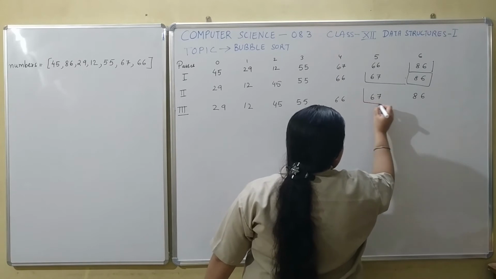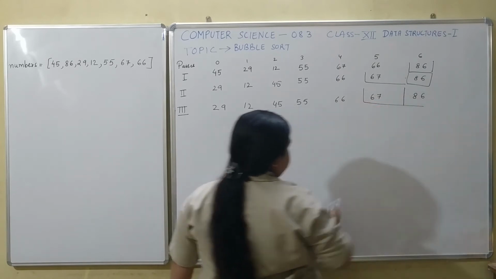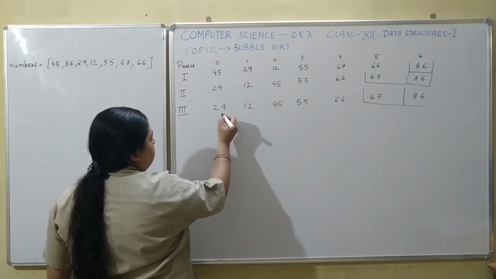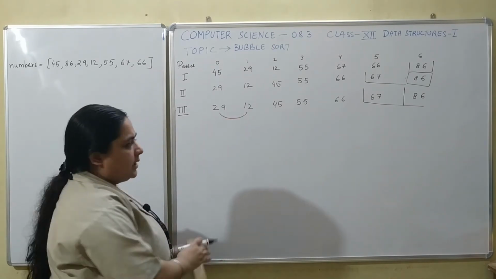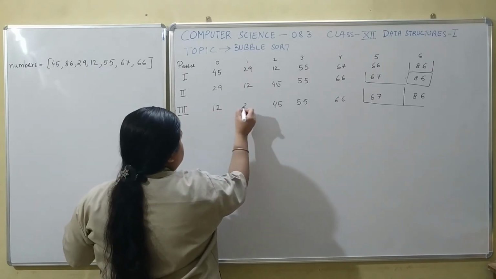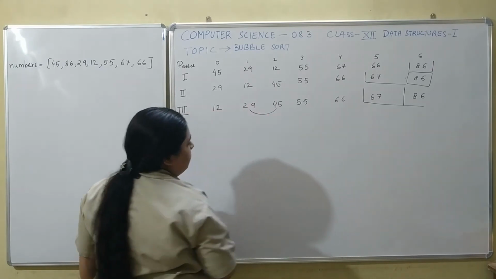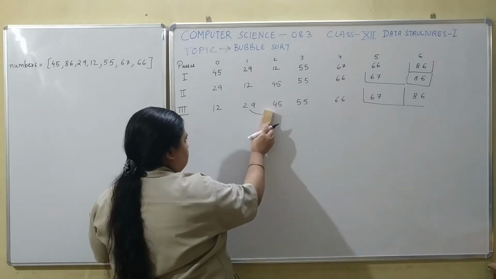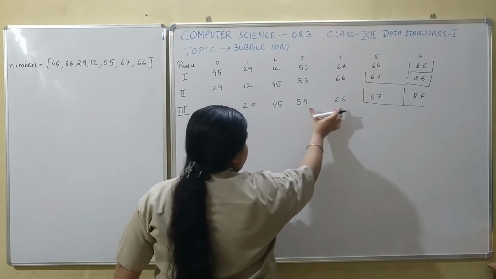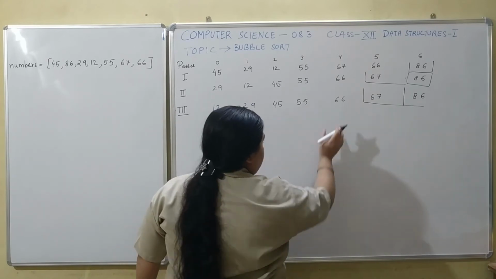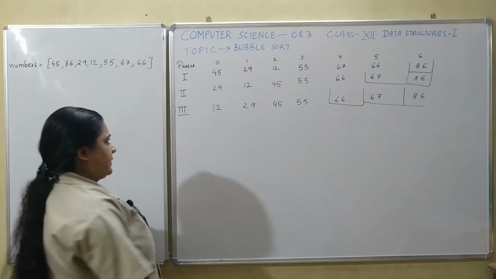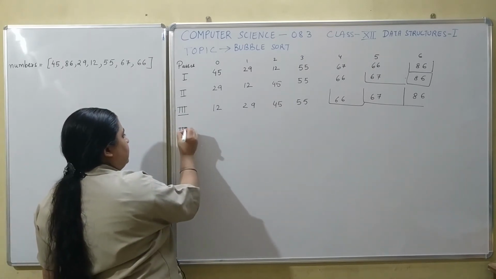Here these values were already fixed. Now in the third pass, we will again start from the bubble. Is 29 greater than 12? Answer is yes. Is 29 greater than 45? Answer is no. Is 45 greater than 55? Again the answer is no. And hence these three locations are fixed. Coming to the fourth pass.